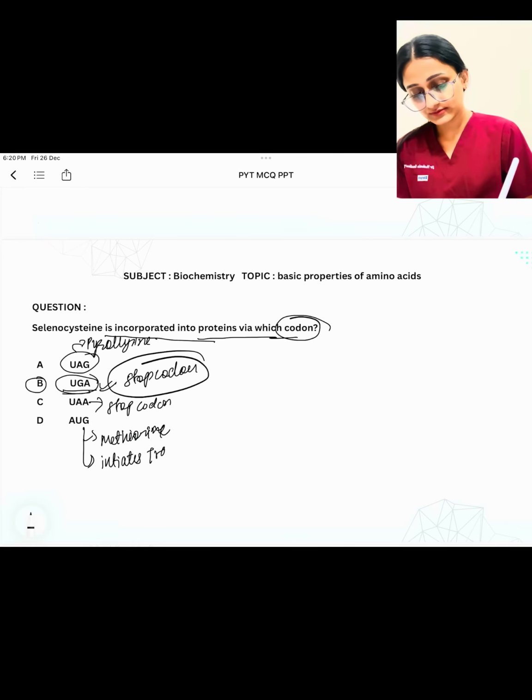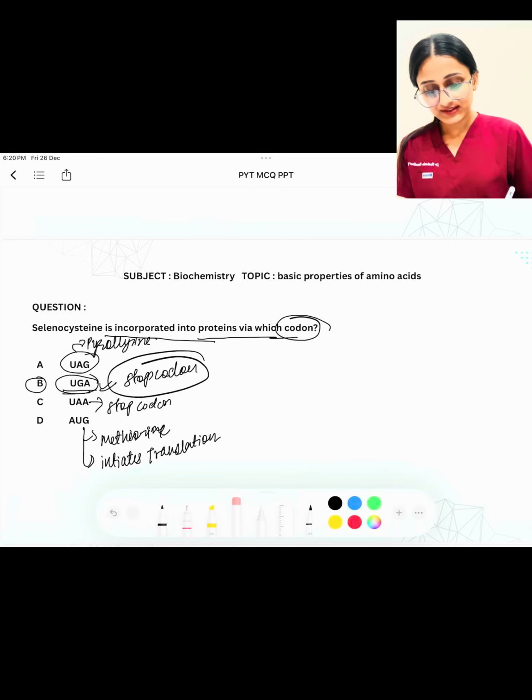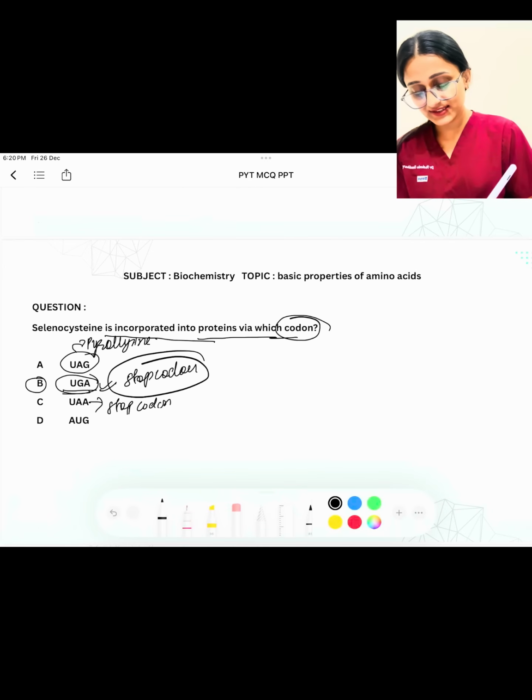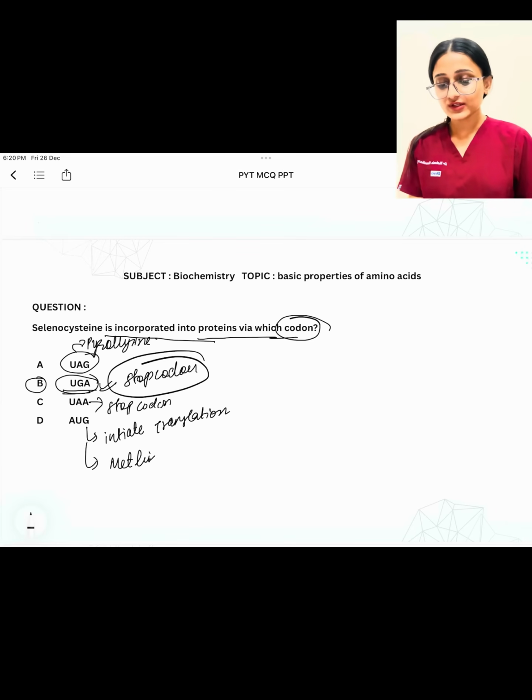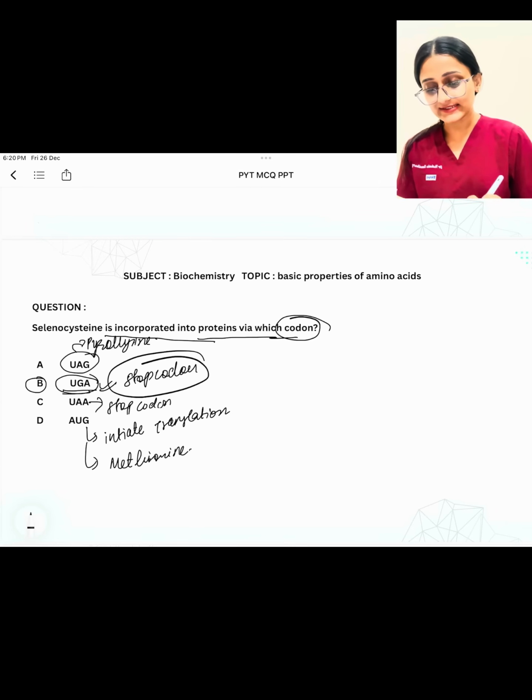I think yes, it's initiate translation, and AUG is a start codon for methionine. Okay, so yes, let's see.